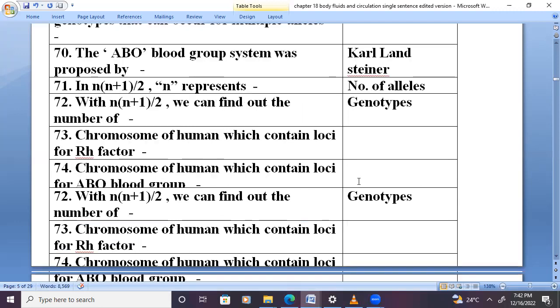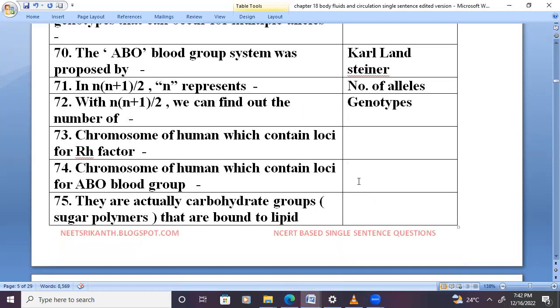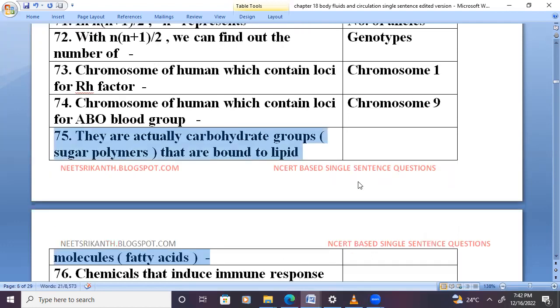The chromosome of humans which contains the locus for Rh factor is chromosome 1. The chromosome of humans which contains the loci for blood group is chromosome 9. They are actually carbohydrate groups or sugar polymers that are bound to lipid molecules.